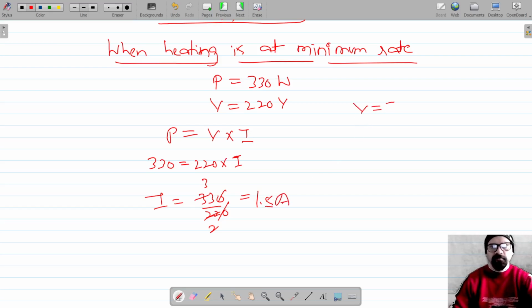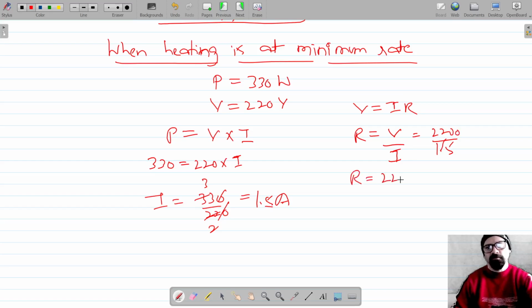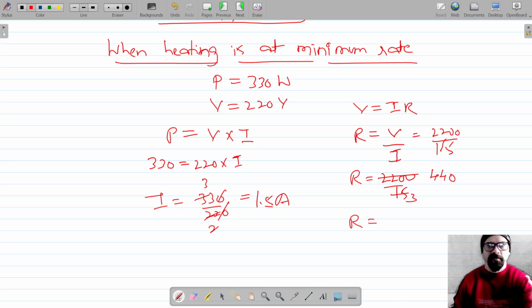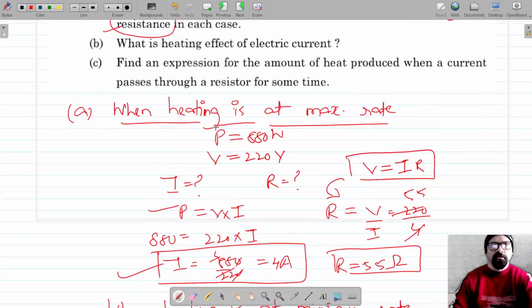Now we know that V is equal to IR. From here we can get the resistance. So resistance is equal to V upon I. V is 220 and I is 1.5. So resistance is equal to 2200 upon 15. Now resistance is 440 by 3 ohms, which gives us 146.67 ohms.